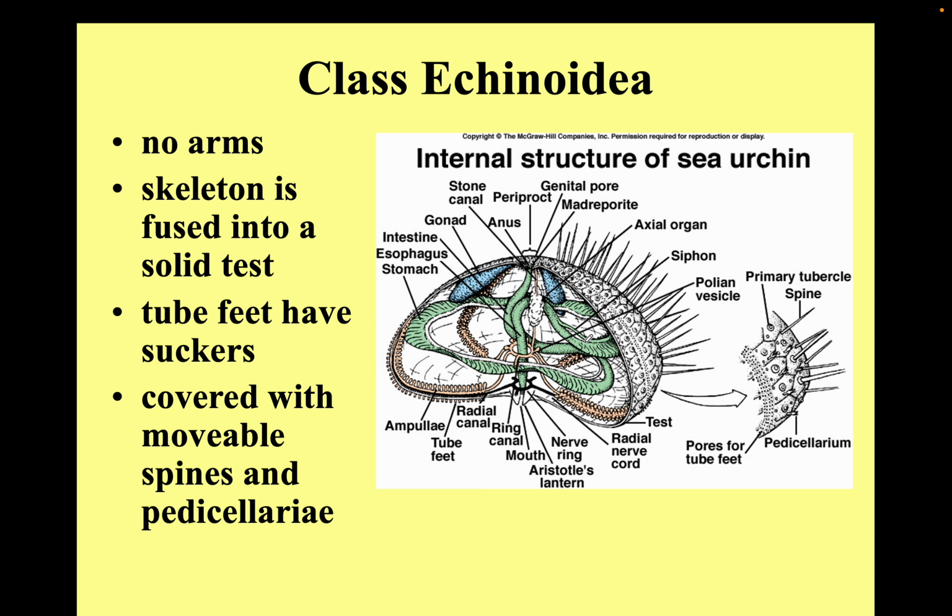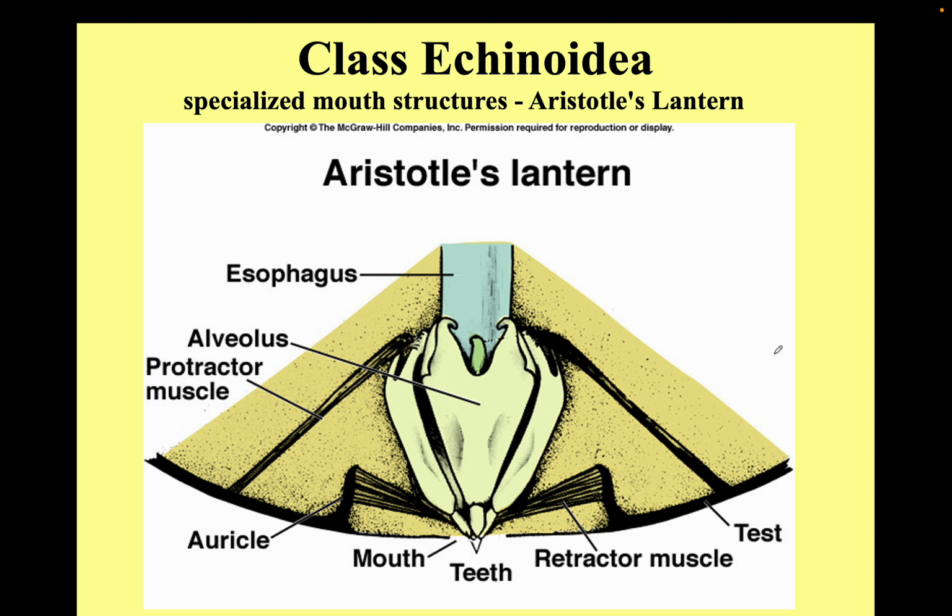And they're covered with movable spines and pedicellariae. So they have the spiny structure here, you can see, the spiny structures are spines emanating from the epidermal tissue. And there are pedicellariae that are also associated with the epidermal layer. Okay, so they have specialized mouth structures called the Aristotle's lantern. Here you can see a schematic of the mouth opening of the animal.